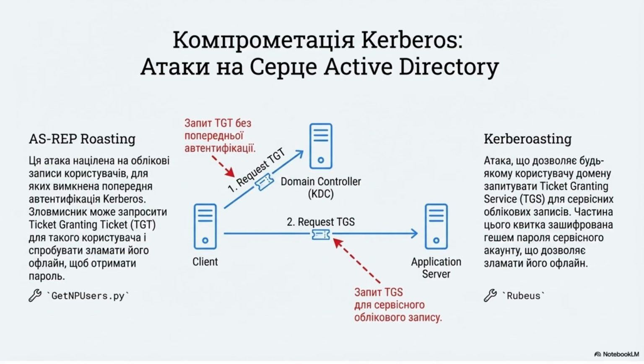Kerberos compromise involves attacks on the heart of Active Directory. AS-Rep roasting targets user accounts with pre-authentication disabled, allowing the attacker to request a ticket-granting ticket and crack it offline. Kerberoasting allows any domain user to request a ticket-granting service for service accounts, enabling offline password hash cracking.